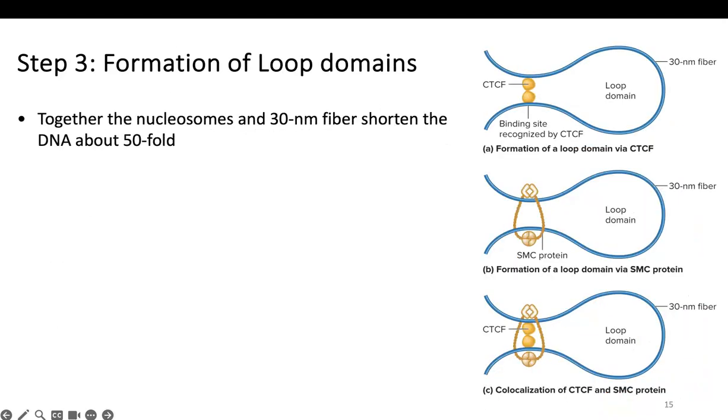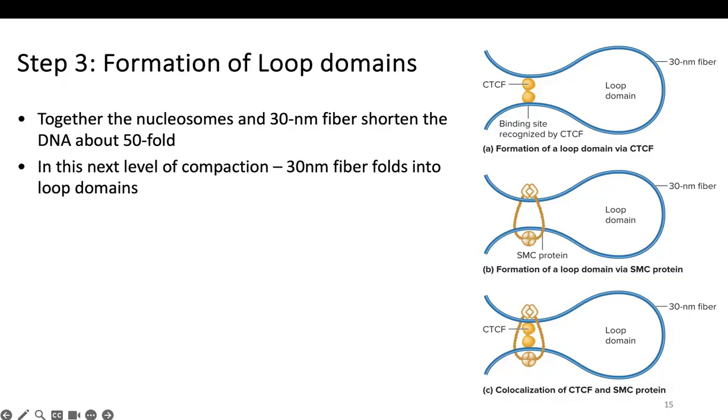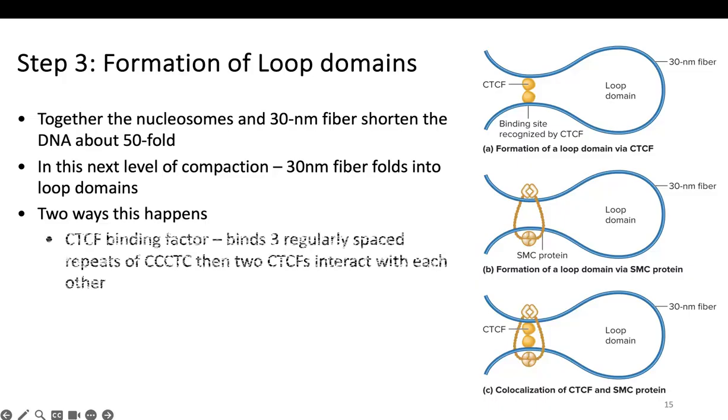Up to this point, we have shortened the DNA by about 50-fold from the original double helix, but we're not done yet. The 30 nanometer fiber is further shortened through the formation of loop domains. These domains bind together sections of the 30 nanometer fiber and project other sections out as loops. One way loop domains are formed is through the CTCF binding factor, which binds repeats of the sequence CCCTC. When two CTCF binding factors interact, they form the loop domain.